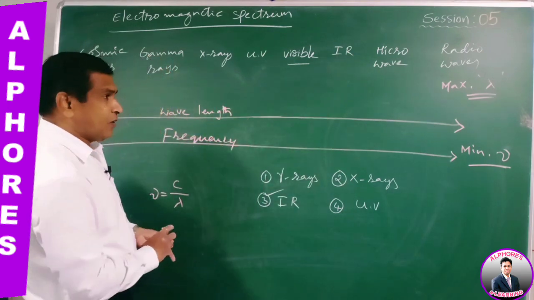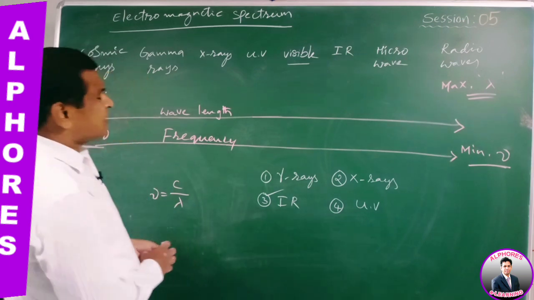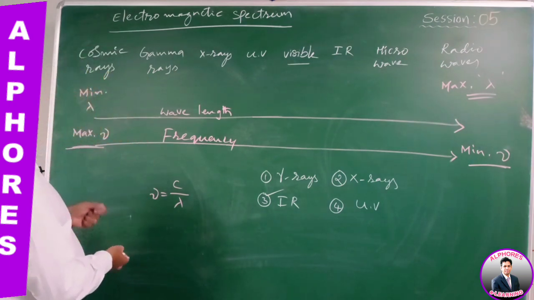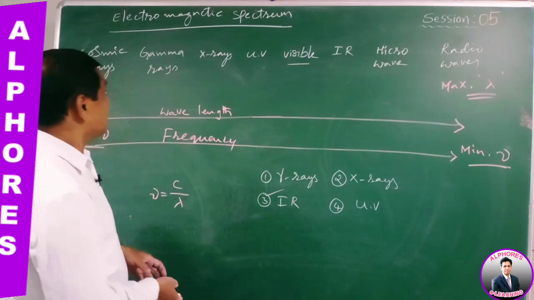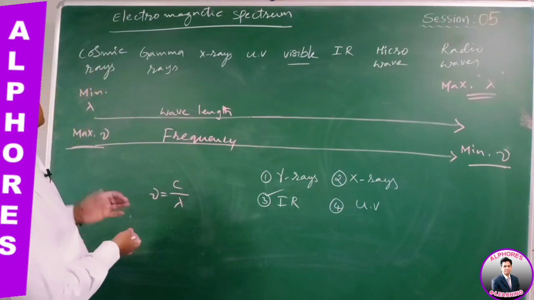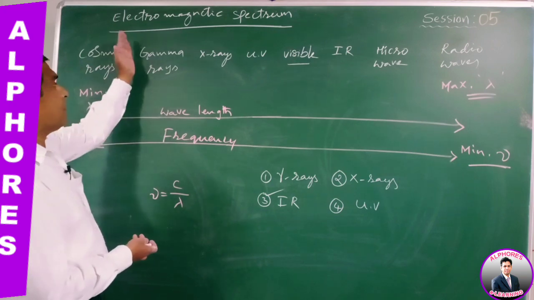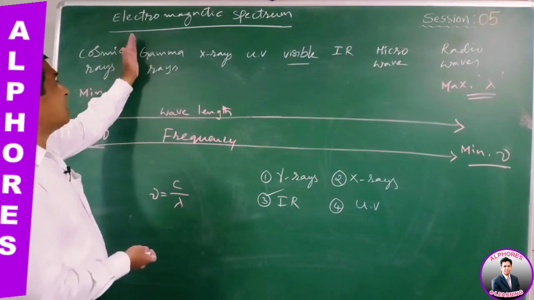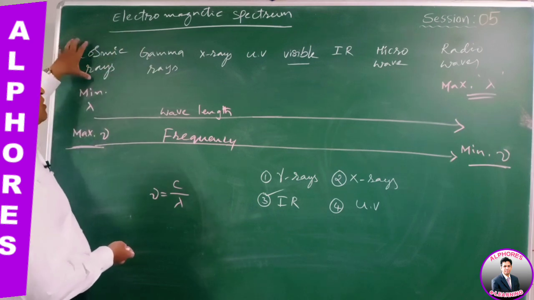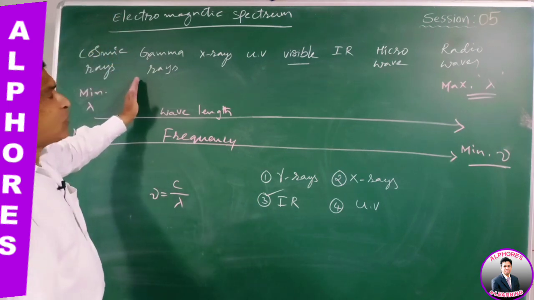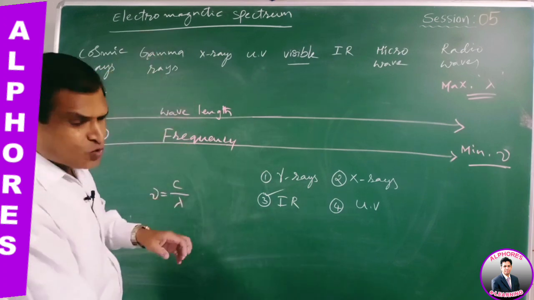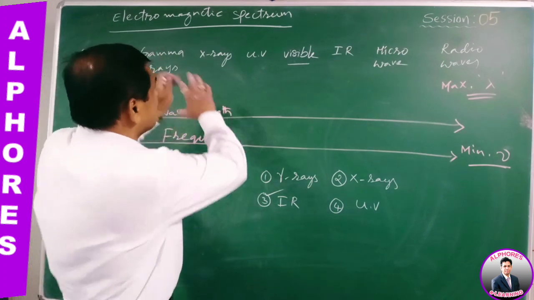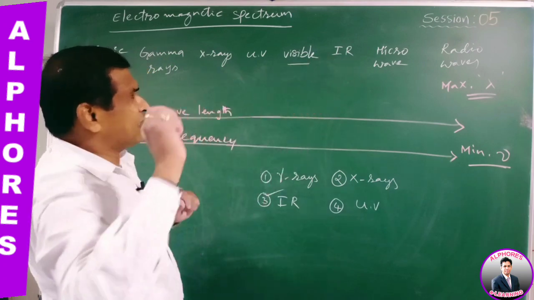Okay, done. Next, let us see what are the sources of these electromagnetic radiations. In academy books, it starts from gamma radiations. In the updated books, they have cosmic rays, but in our academic book, they start from gamma rays onwards. Let us see the sources of various electromagnetic radiations.